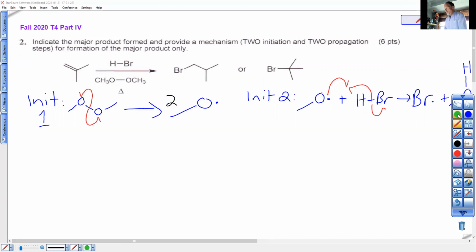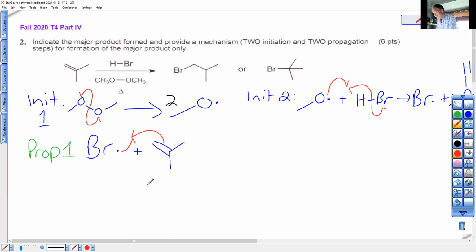So here's prop 1. The Br radical that you made will react with the pi bond. It will hook up. And the question now is, the other half of the pi bond goes where and creates a carbon radical? Does it create a primary carbon radical by going here, or a tertiary carbon radical going there? And hyperconjugation says you want to make a tertiary if you have a choice between tertiary and primary.